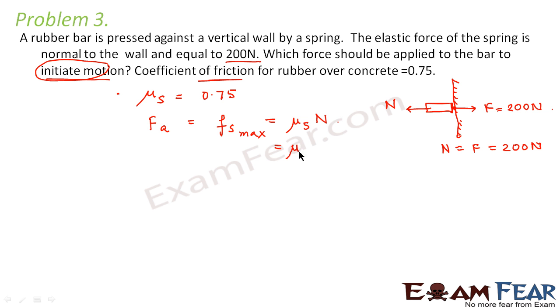Therefore we can say mu s into 200. Now we'll put the value of mu s as 0.75 into 200, and it comes out to be 150 Newton. So this is the value of the force which is required to be applied in order to initiate motion. So if we want to move this body along this direction, then the force Fa should be applied along this direction, and the friction was acting along this direction.